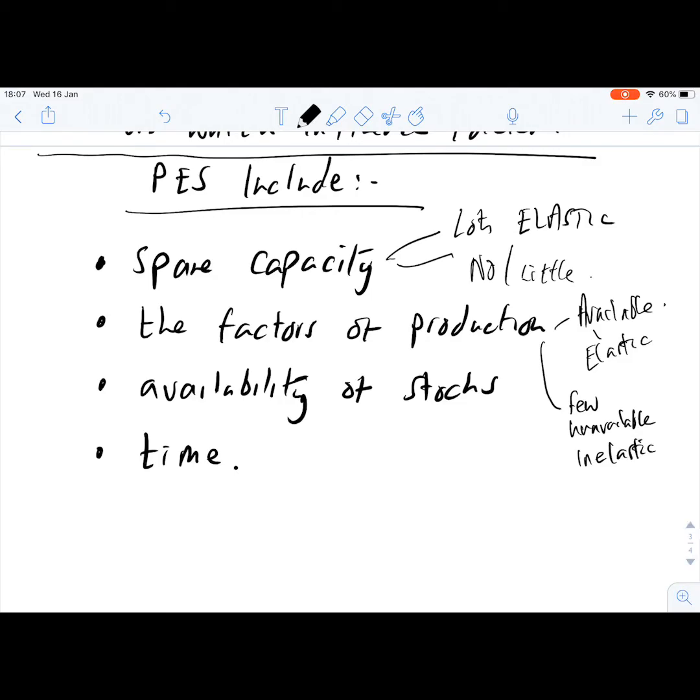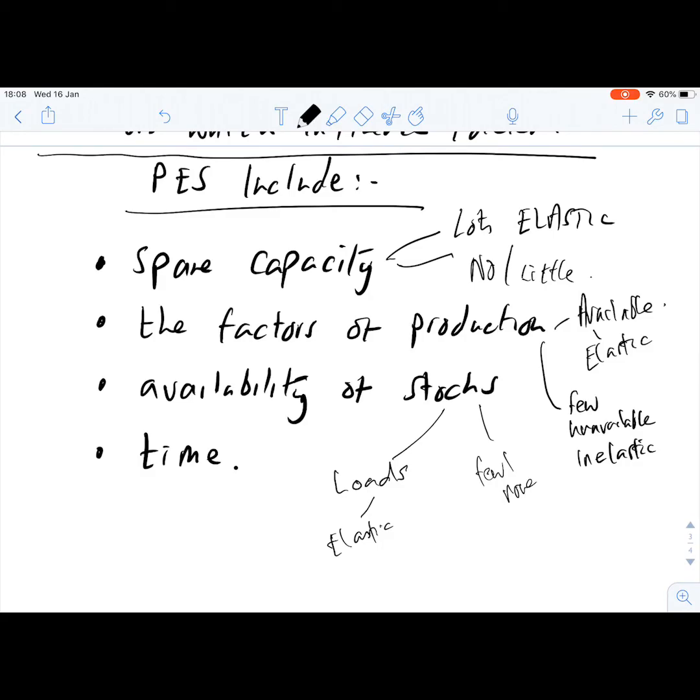Okay, and then the availability of stocks. Again, if there's loads of stock available, then firms can be very responsive, be very elastic. If they've got loads of products in stock and there's an increase in price and they want to supply more to the market, take advantage of the increase in price, then if they've got loads of stock available, they can be very responsive. Supply can be very elastic. If there is few or no stock available, then it's going to be time consuming to make more stock, to grow more stock.